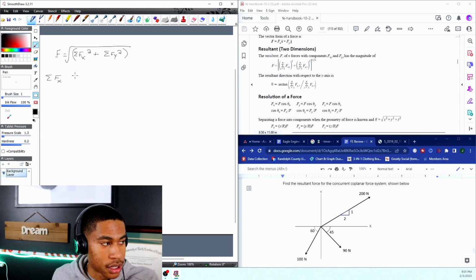Sum of the forces in the x is equal to what? You want to break these up into pieces, per force. So the first force we're going to look at is just the 200 newton one. To get the sum in the x, right, I'm just going to draw this one force.